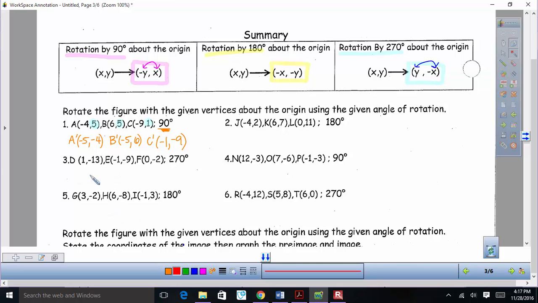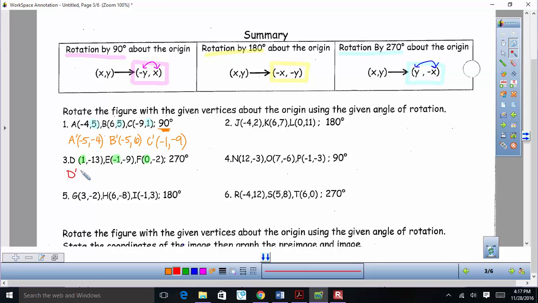Now, let's try 270 since we haven't seen an example of this. So number 3, I'm going to go ahead for 270. We are changing the signs of the x this time. So I'm going to highlight my x's because that's what I changed the sign of.